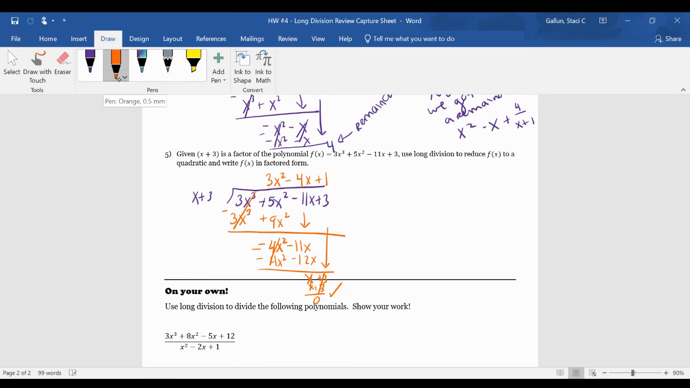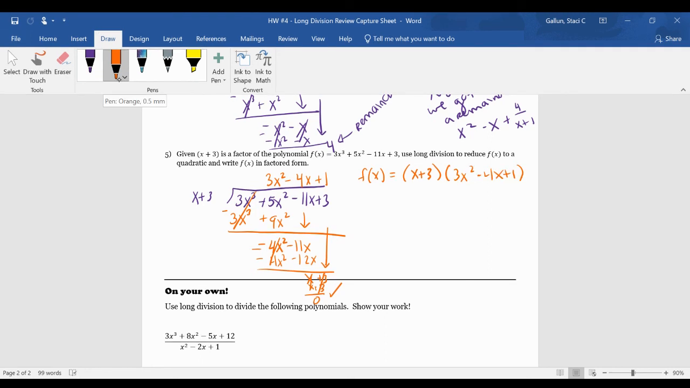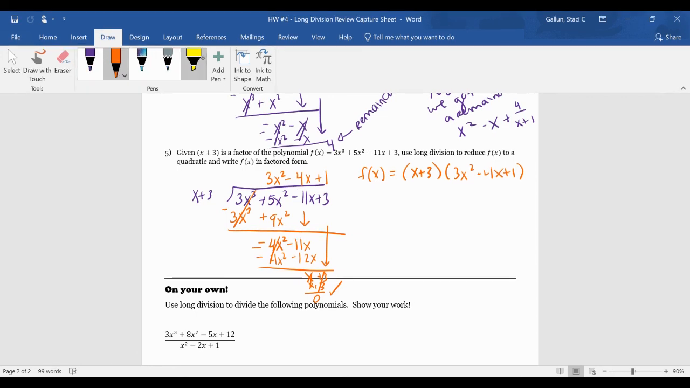Good. It told us it was a factor. So right now we have this. We just divided. If I were to take x plus 3 and multiply it by 3x squared minus 4x plus 1, I would get f of x. I factored it out. Well, we can use some of our factoring skills that we've been working on to actually factor this even further. Don't drop the x plus 3 and leave it. What does this factor into?